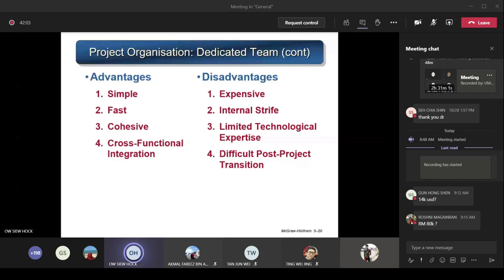Internal strife here means some argument, some conflict going on within this team. Then there is limited technological expertise, because the person you selected to contribute to this project may not be someone with real expertise in the area you've chosen to carry out the project. And there is difficult post-project transition. The person is picked from the department to carry out the project. If the project takes about 3 or 4 years, then after you finish the project, where are you going to go? Because you were asked to do that specific project, you're no more attached to your original department. So it is difficult to know where to send you after you finish the project. Are you going to be assigned a new project, or returned to your original department? These are the disadvantages.